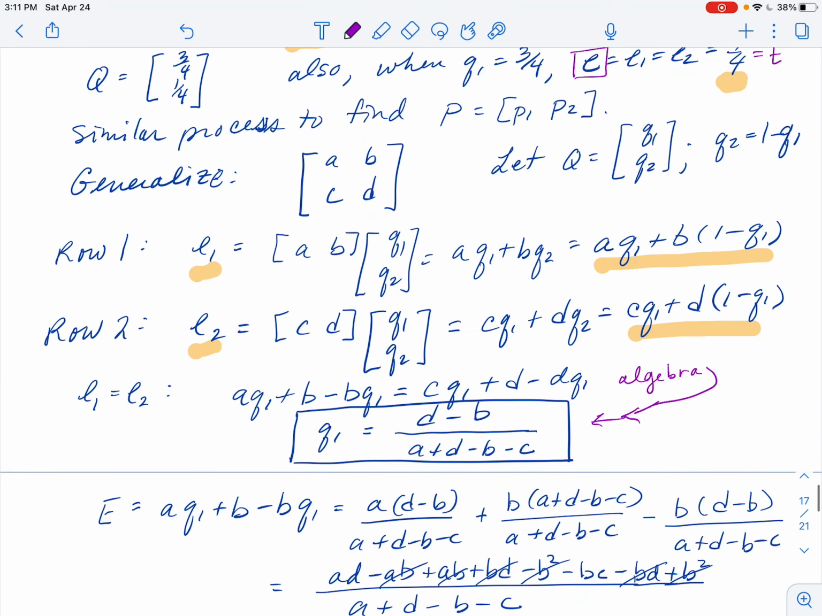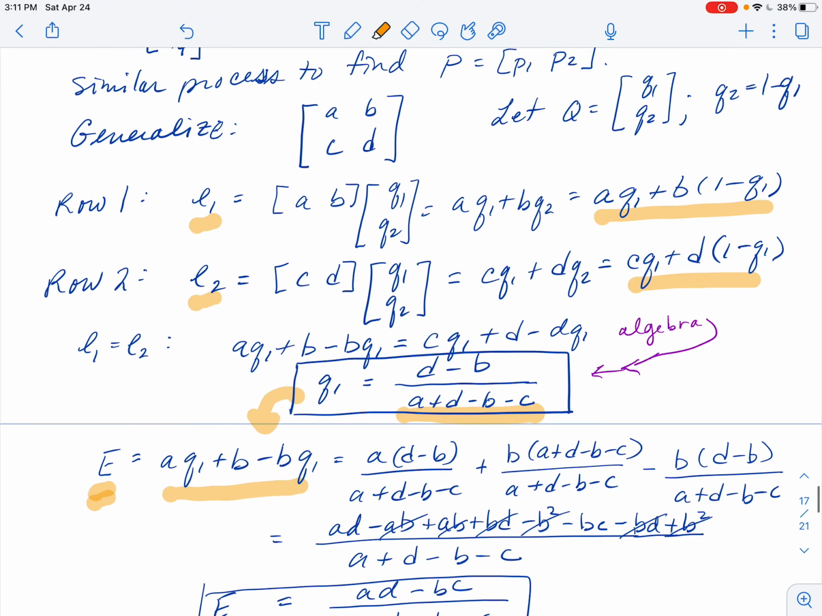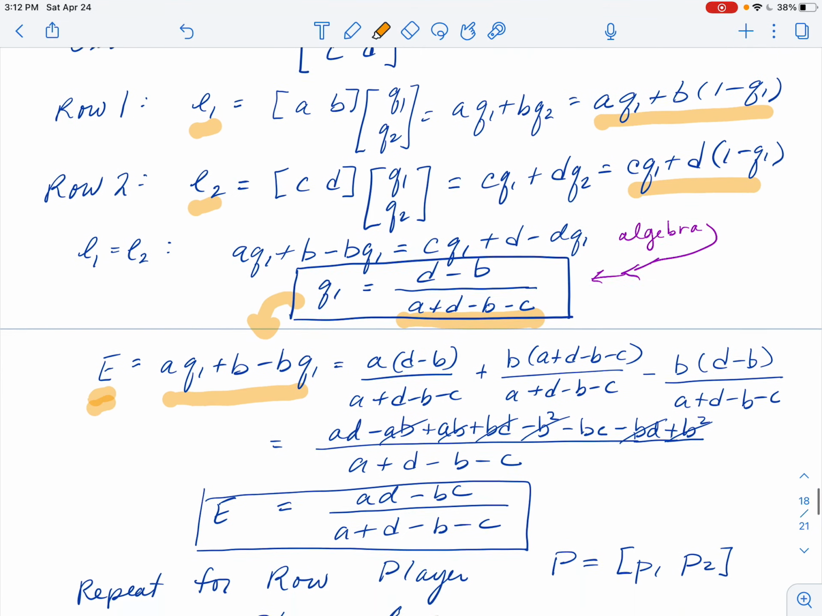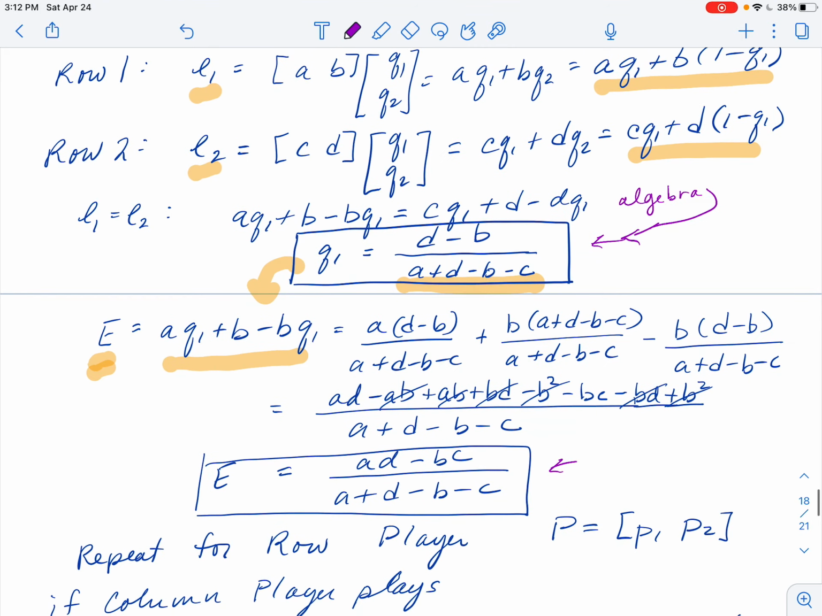Now, notice also that if we put this value for Q1 into either one of those, either E1 or E2, we would get the same thing. That's the value of E. So we're going to put it into this one right here. So we're putting that in for Q1. And when we do, we use some algebra again, we've got our formula for E, the expected value: AD minus BC over A plus D minus B minus C.